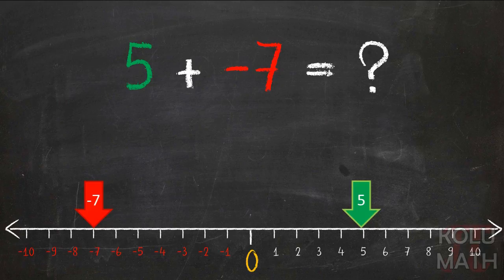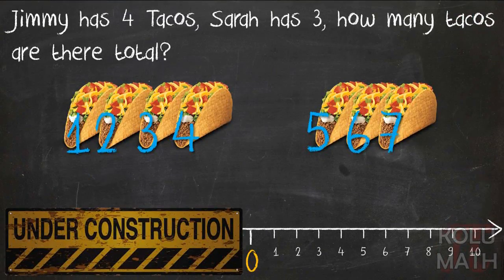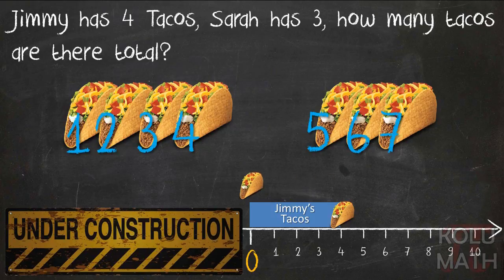Yeah, I mean, how do you add those two together? That seems weird, right? Well, let's take a look at that earlier example and see if we can make a little more sense out of it. So we took Jimmy's tacos and we put them on the number line, 1, 2, 3, 4. And then we took Sarah's tacos and added it to that, 1, 2, 3. We got to 7.